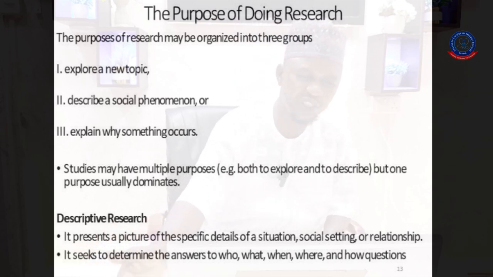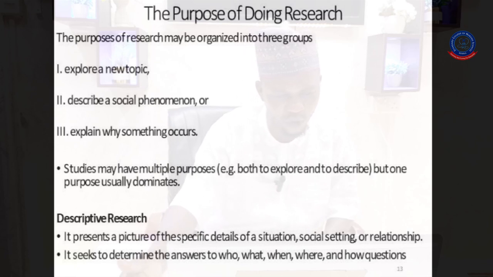The second one is to describe a social phenomena, that is social processes, social problems, social vices. Then the third one is to explain why something occurs, why this thing happens like this. Then you have to go into research to know, is this how it's supposed to be done? Then you bring in a new way.